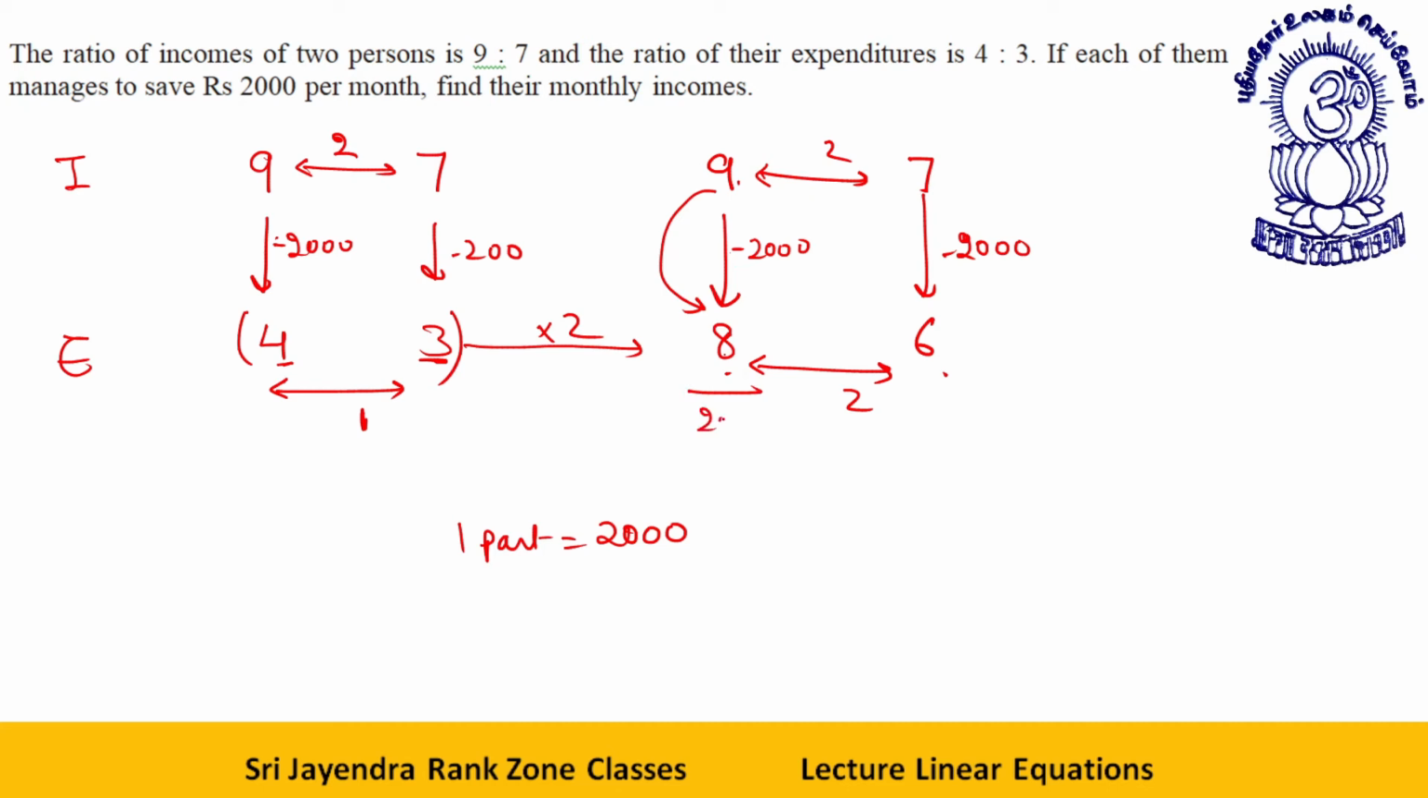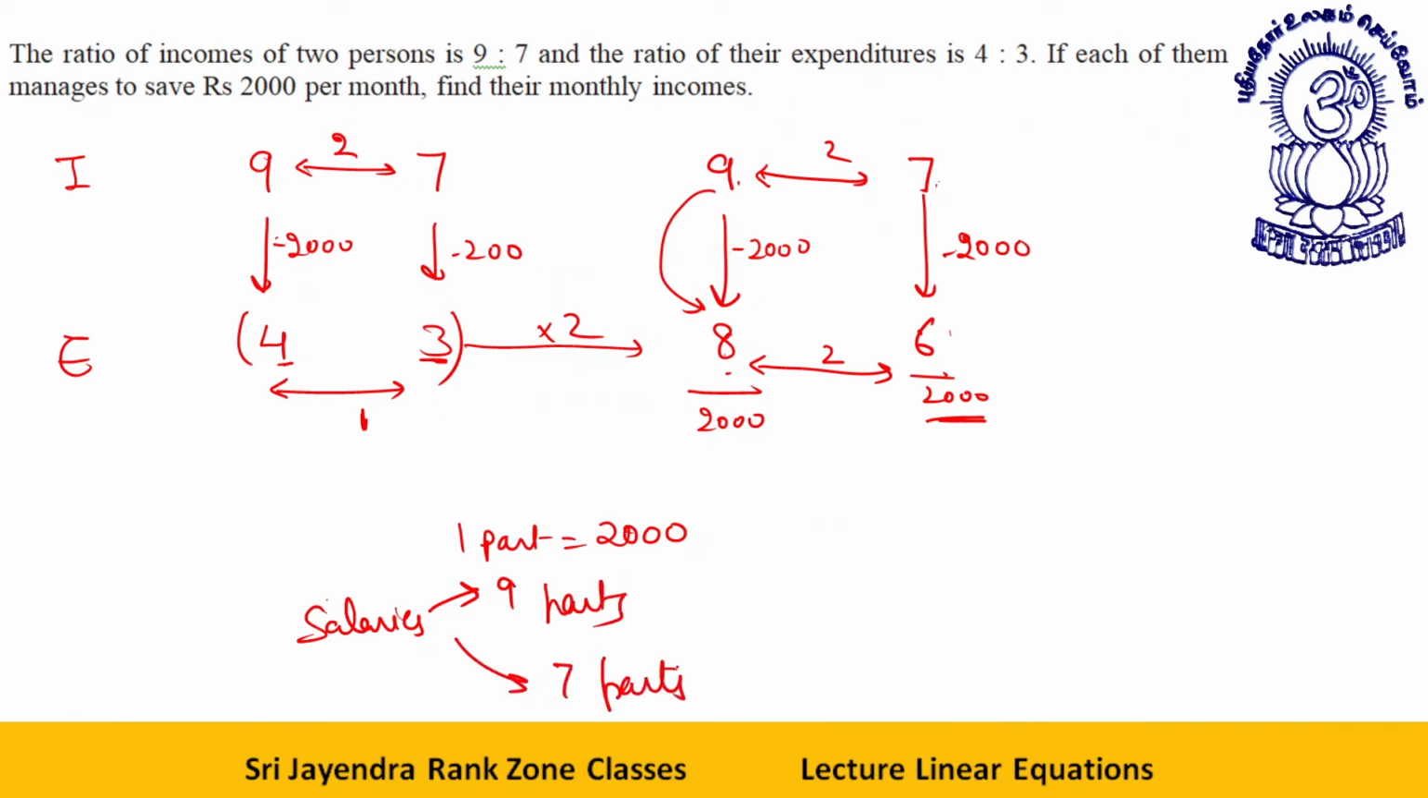Income minus expenditure is what? Saving. Okay, dear students. So 1 part, 7 minus 6, 1 part. 1 part is equal to 2000. So salaries are 9 parts and 7 parts. Those are 18,000 and 14,000. Very easily done. Okay, dear students. Clear to all?